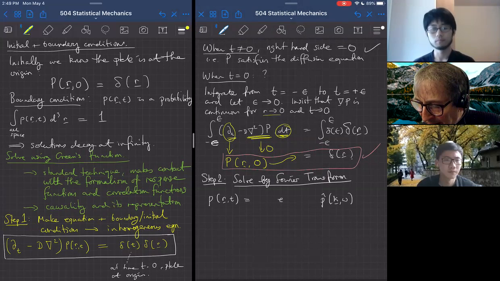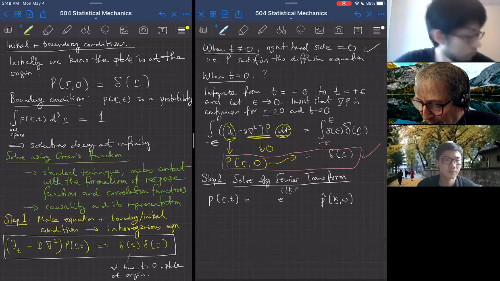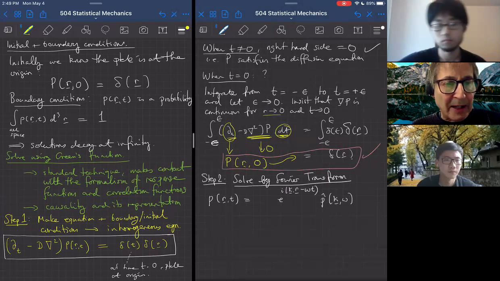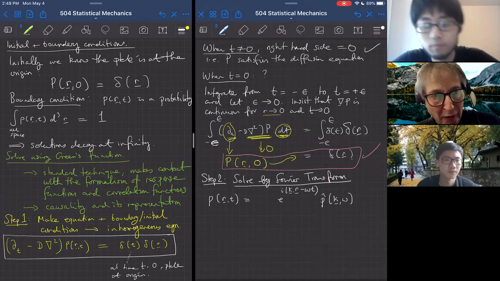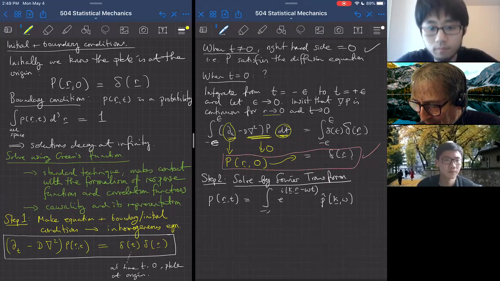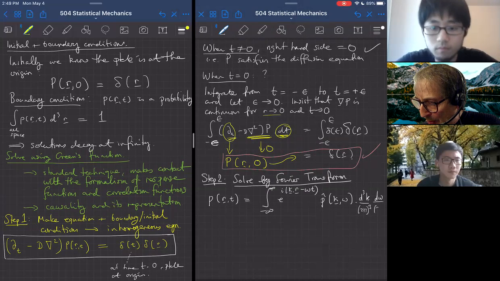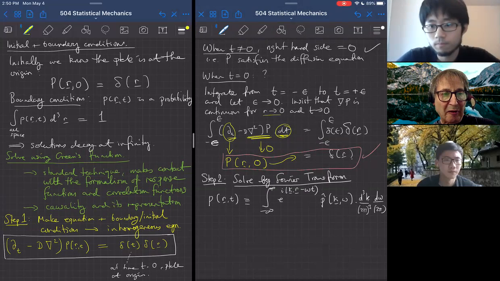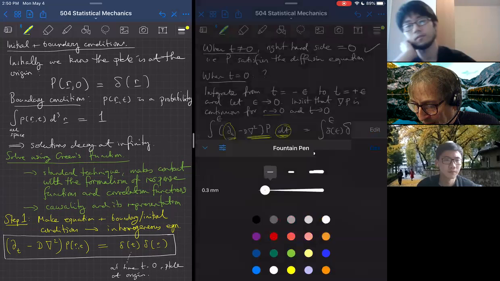Then we're going to have an e to the i, I'm going to write it as k dot r minus omega t. It could be plus omega t, but I'm going to use minus for the sake of argument, from minus infinity to plus infinity. And then we integrate d3k over 2 pi cubed, and then we integrate d omega over 2 pi. And that defines p in terms of its Fourier transform. So now what we do is substitute this into the differential equation.